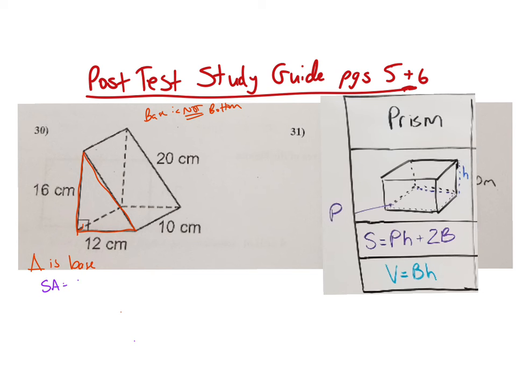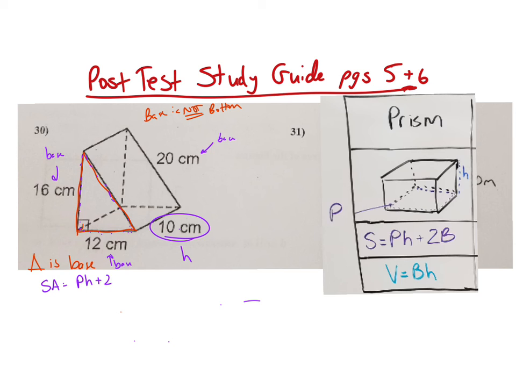Surface area is equal to the perimeter of the base. So the perimeter of the base is 16 plus 12. Remember, this is 20. So it's 28 plus 20, which is 48, times the height. This is the height, because it's not included. This is part of the base. So all those are part of the base. The 10 is the only thing not part of the base, so that's the height.